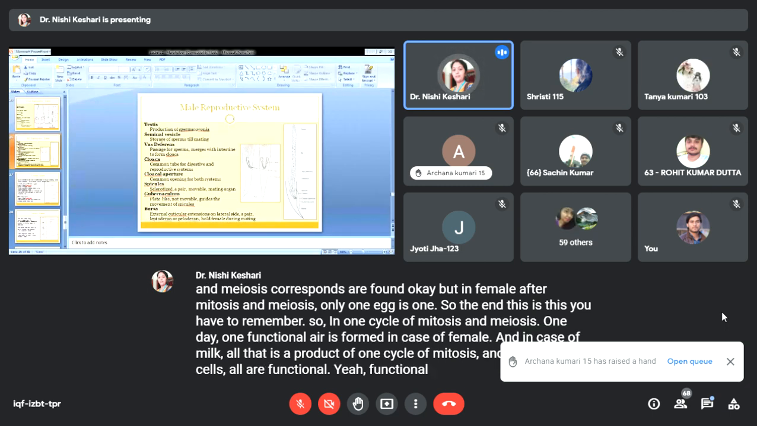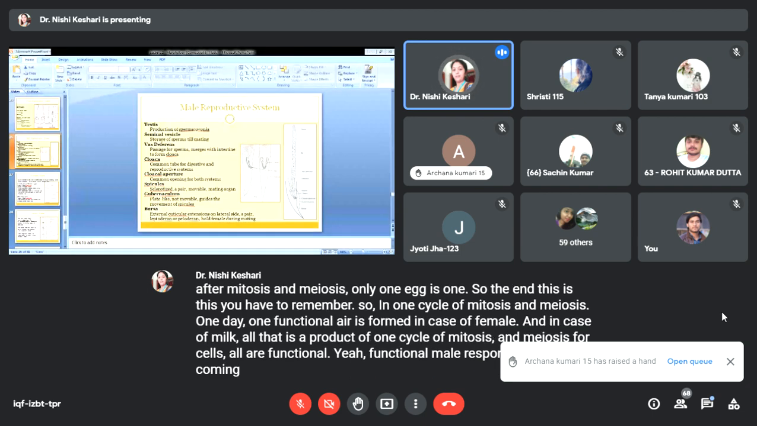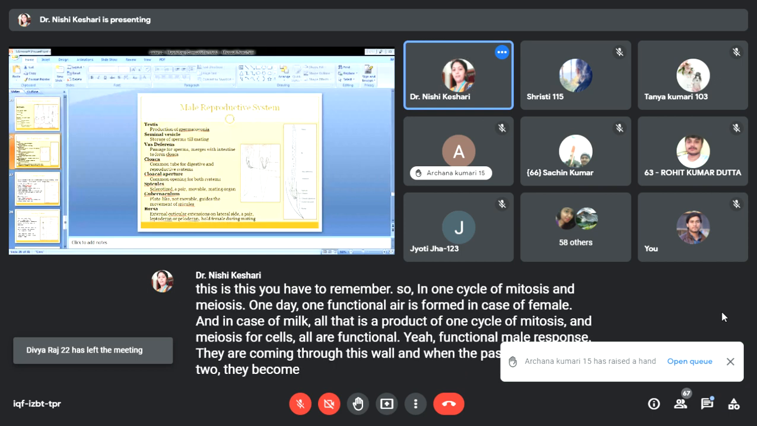Functional male sperms come through this wall, and when they pass through the tube, they become mature, and here they are stored. This is called the vas deferens.